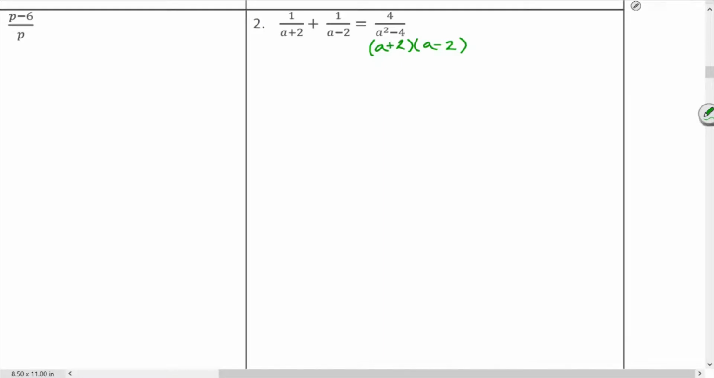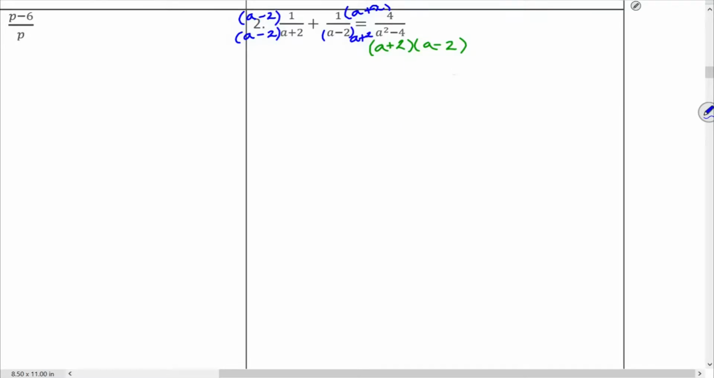So I then ask the very important question of, what do these denominators have that this one doesn't? And the answer is an a minus 2. And what do these have that this one doesn't? It's the a plus 2. And then what do these have that this one doesn't? The answer is nothing. It has everything. Let me rewrite this so it's not so cluttered.